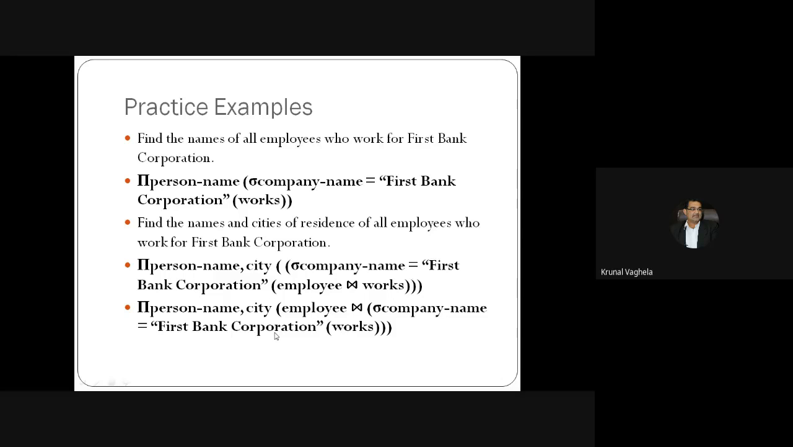So we are taking only records where the company name is First Bank Corporation, and with that we are doing the join operation with employee. So obviously there are fewer records in the join operation. Then if there are fewer operations, the result table will also be smaller, and your query will get executed faster. So yes, you all are right. Second is better.